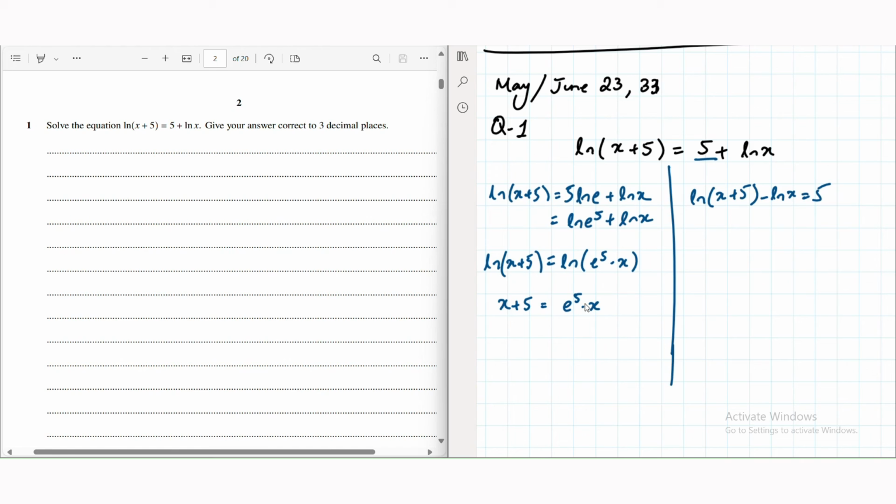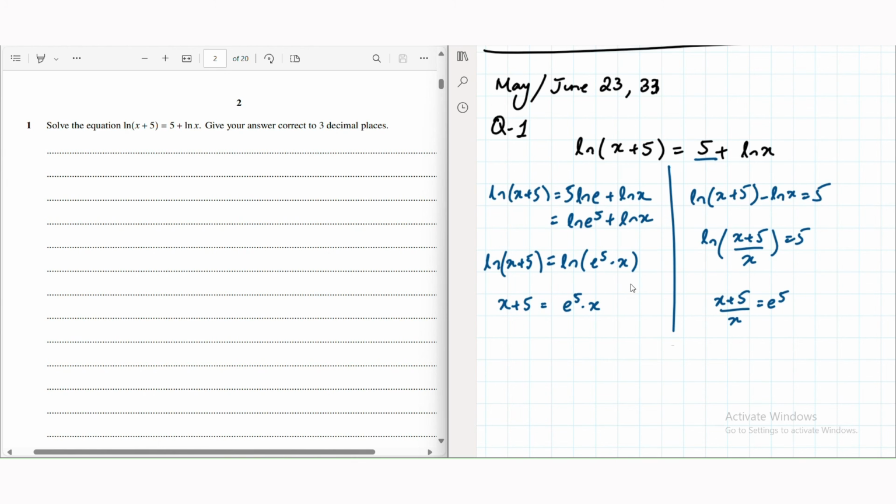Before we simplify, let's see whether we get the same or a similar expression the other way also. When we use the laws of logarithms, we get ln of (x + 5) divided by x equals 5. When we reverse the ln, this becomes (x + 5) over x equals e raised to power 5. As you can see, they are similar, because when we multiply by x on the other side, we have exactly the same thing.